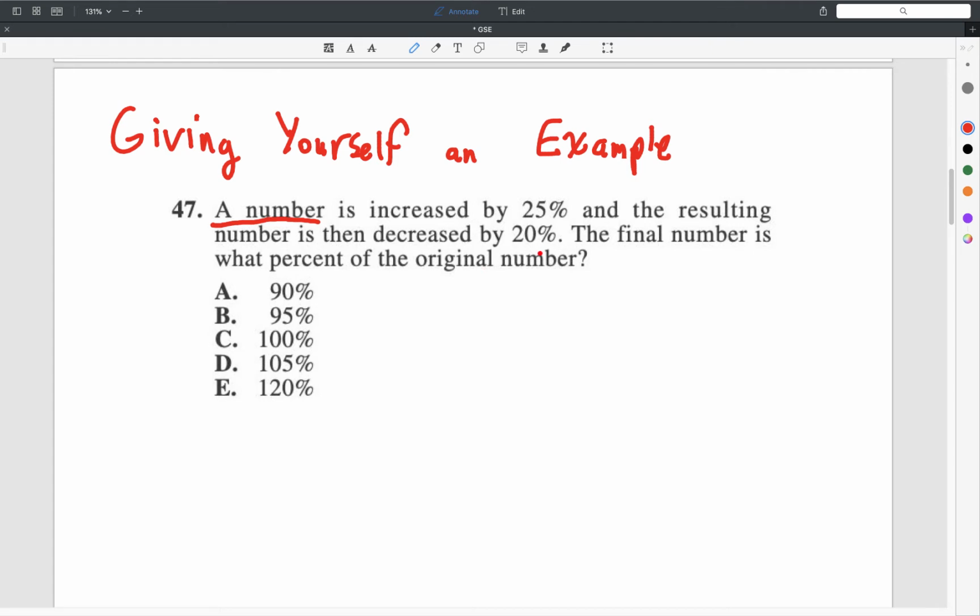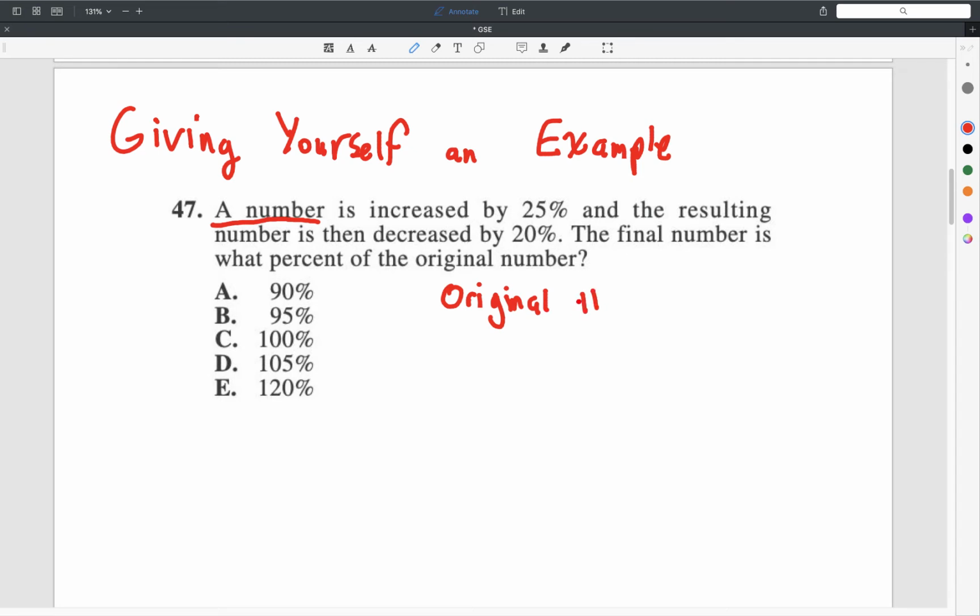Now, part of the art of using this strategy, and this comes through practice and experience, is choosing numbers that are easy to work with. So in particular, since they're giving us percentages here, I would choose a number like 100, because it's very easy to take a percent of 100. In fact, 25% of 100 is just 25, and so on. So let's go ahead and choose that as our original number.